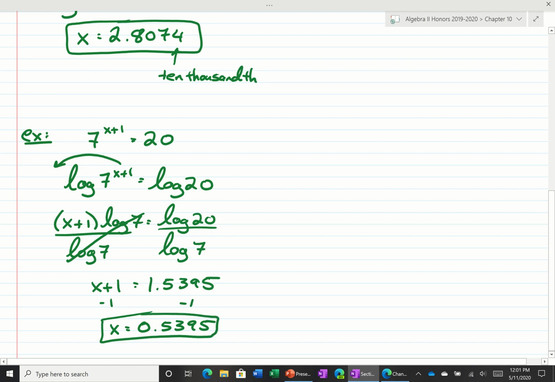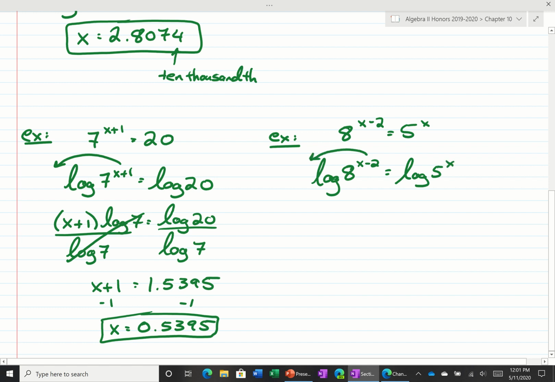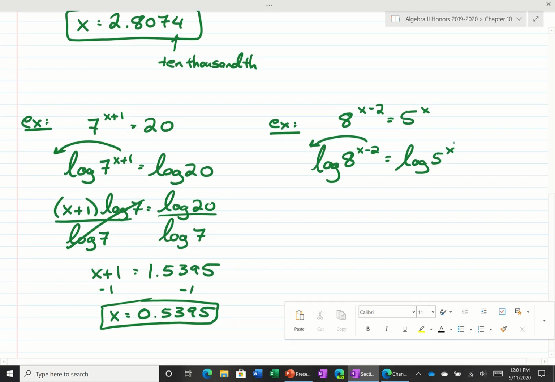All right, a couple more problems. How about something like this? What if it was 8 to the x minus 2 power is equal to 5 to the x power? Now, after a while, all the problems look very similar. I mean, we're going to be taking the log base 10 of both sides. That frees up this x as the exponent. It turns that into multiplication, and then we know how to finish that. I'm going to bring this down, and I'm actually going to bring this down too. That's using the power property.